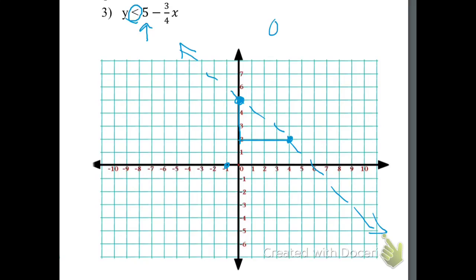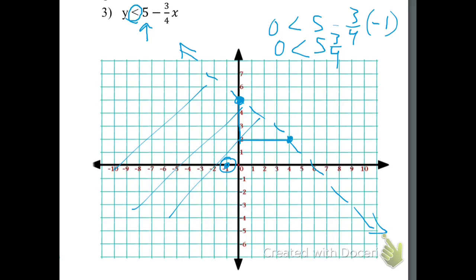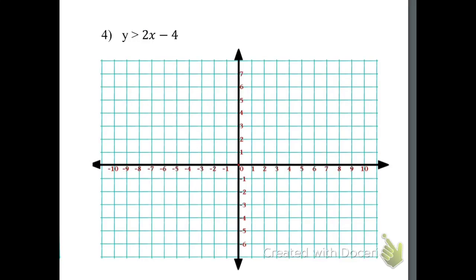So I'm going to plug that in. 0 less than 5 minus 3/4, and x is -1. So we got 0 less than 3/4 times -1 is -3/4. If you're subtracting -3/4, it's adding. So that's really 5 3/4. Is 0 less than 5 3/4? That is true. So we're going to shade the side that has that point. That's down and to the left. Ta-da! That one's done. And we'll move on to number 4.